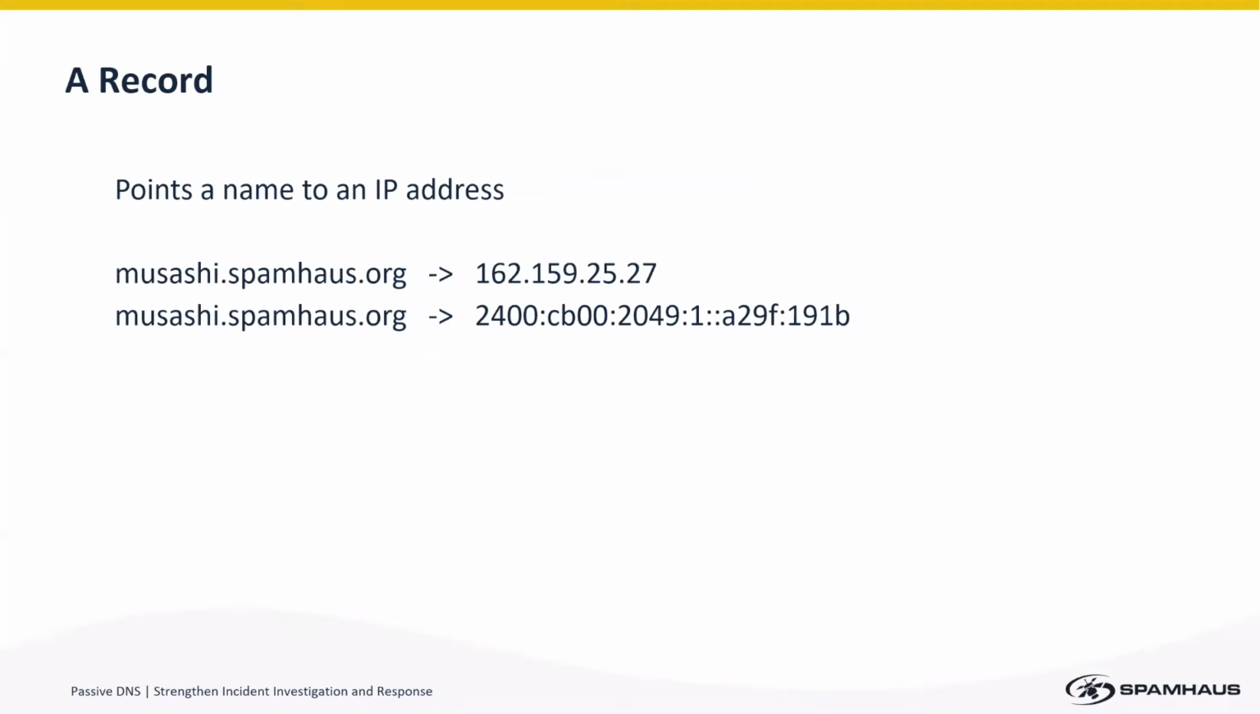An A record is basically something that maps a name to an IP address. Like this example here, if you resolve musashi.spamhaus.org, you get 2 IP addresses out of there. The top one is an IPv4, the second one is an IPv6 address. It can be only a v6, it can be a v4, it can be multiple. Lots of options are possible. An A record always maps a name to an IP, which is basically the most common record in DNS, the ability to map a name to an IP address.